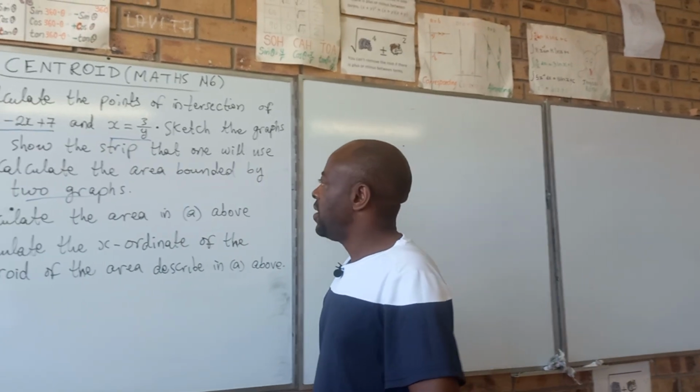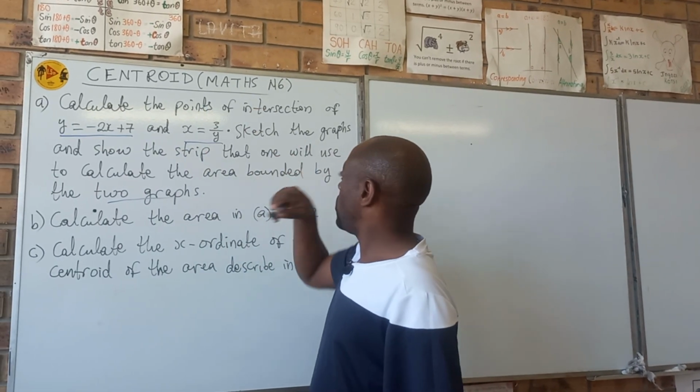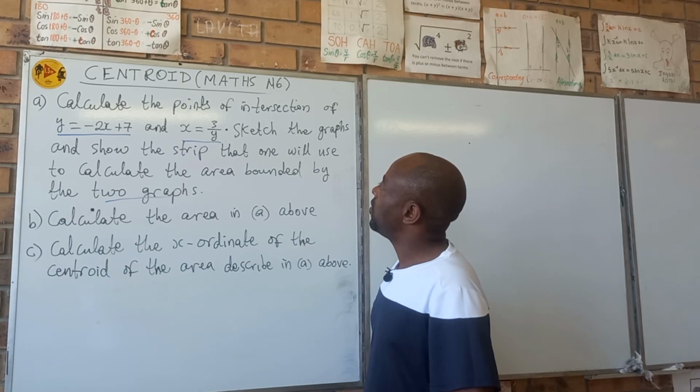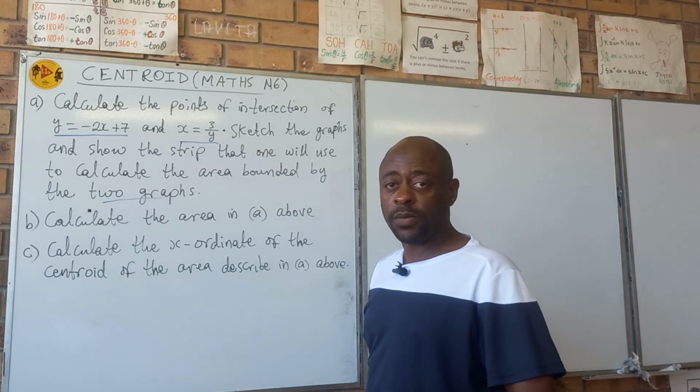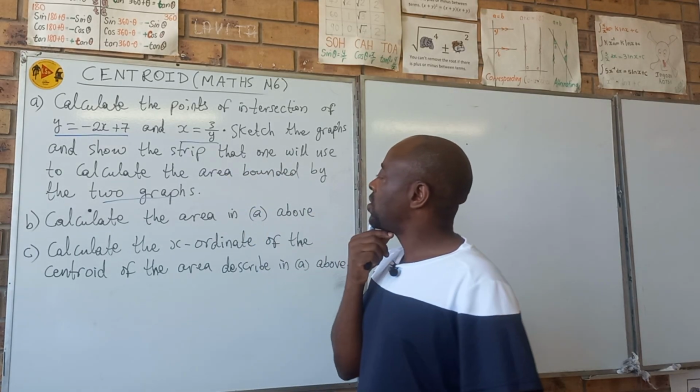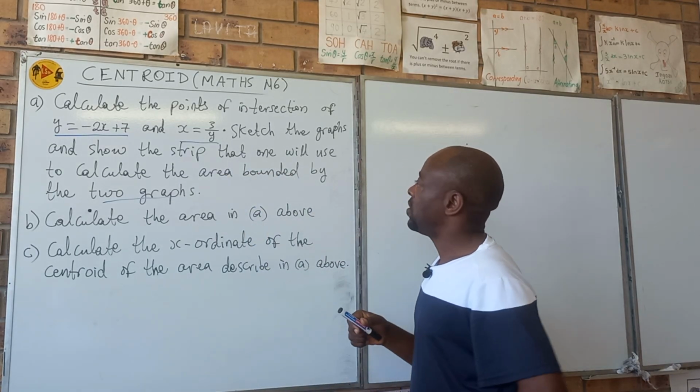Guys, we are still with this same problem. We just want to repeat the same problem for Centroid. We've done it before using a vertical strip. So I just want to quickly take us through the same problem with a horizontal strip.